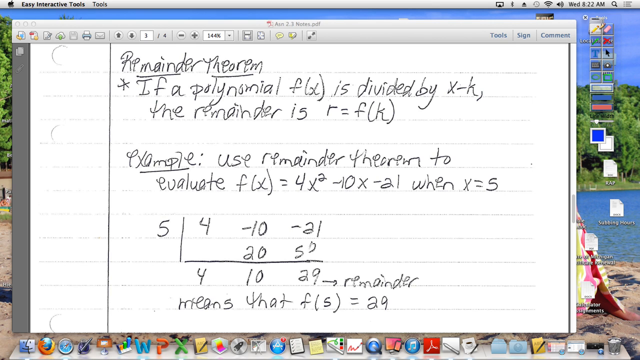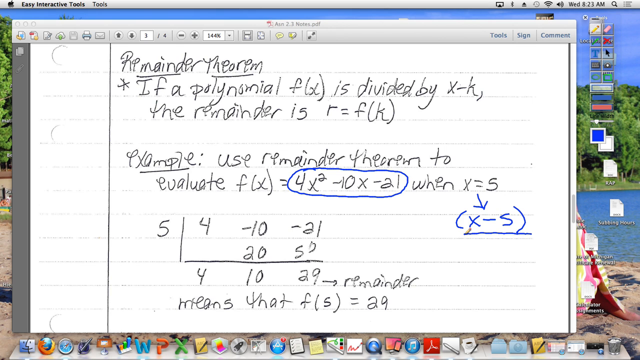Example, use the remainder theorem to evaluate f of x. Here's f of x, 4x squared minus 10x minus 21, when x is equal to 5. Now this time, I am telling you that x is 5, which means if you were to write this as a linear factor, you would write it like this. It would be x minus 5.